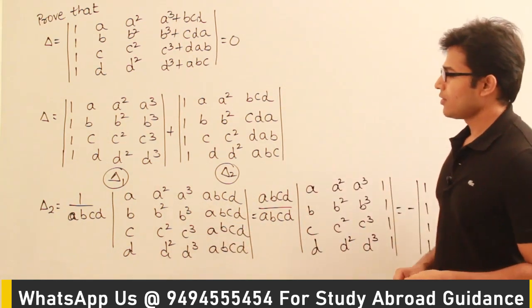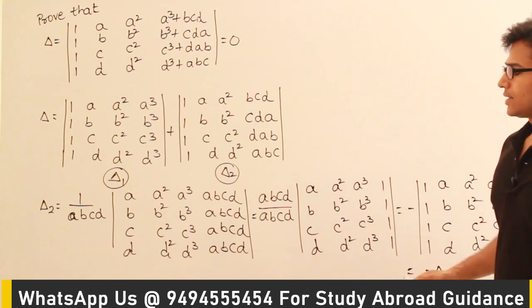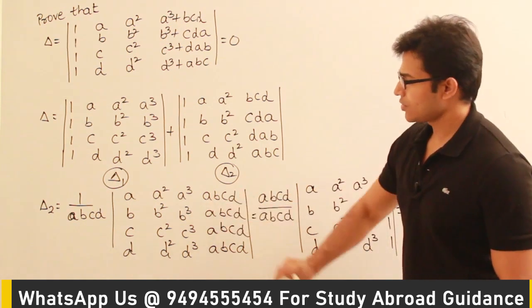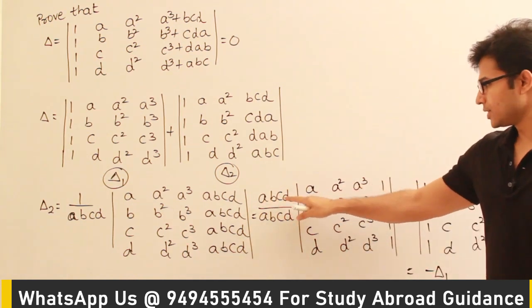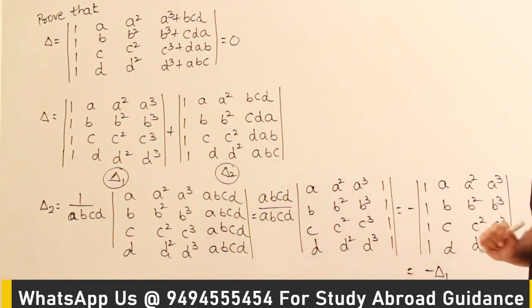Got it? And now if you see this, all the elements of the last column are same. I'm going to pull out ABCD. So I'm going to pull out ABCD, and here I got all ones, right?